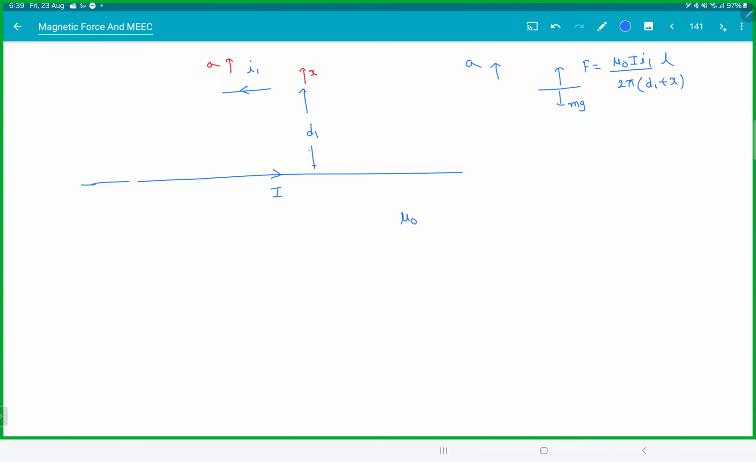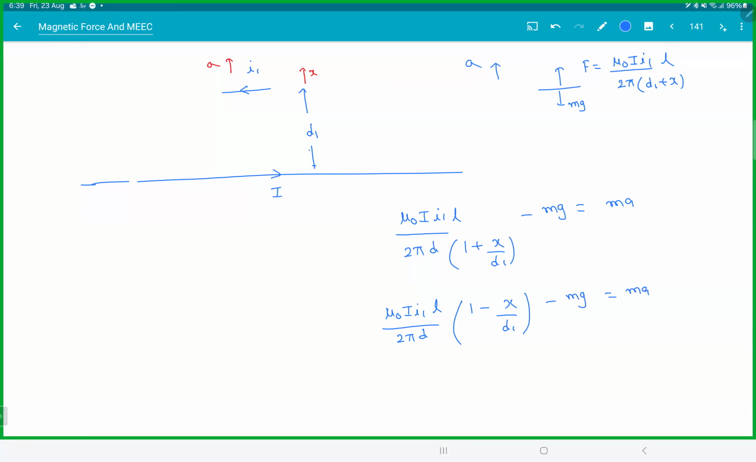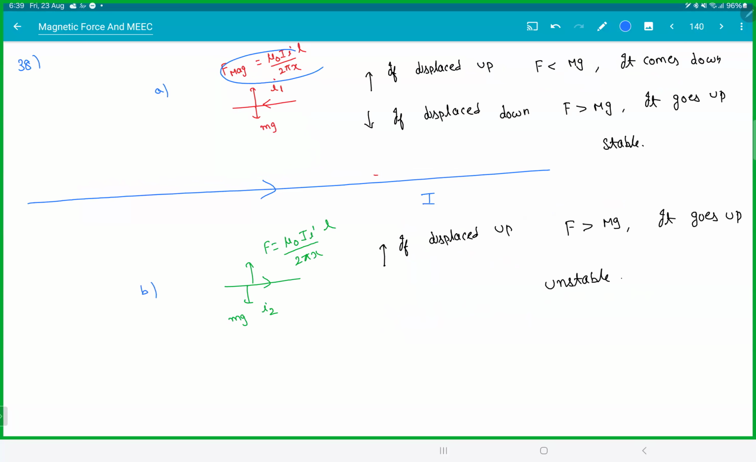So mu naught I1 by 2 pi L, take d common, you'll get 1 plus x by d1, minus mg is equal to ma. Binomial approximation: this will be mu naught I1 L by 2 pi d1 times (1 minus x by d1), minus mg. And we know previously when it is in equilibrium, these two terms were equal.